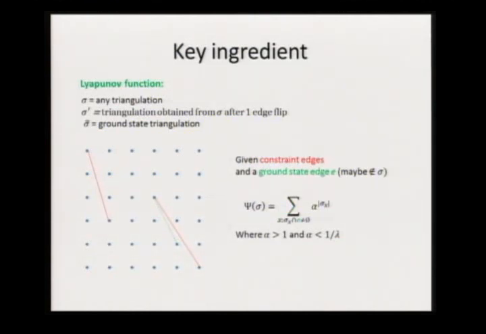So sigma is any triangulation. Let's call sigma prime the triangulation we obtain after one step of a Markov chain from sigma, and let sigma bar be the ground state triangulation. So the triangulation with minimal weight, but this is not necessarily the triangulation of the 1 by 1 square with unit diagonal, because I'm working on a case where I can add some constraint edges, like the red ones, like this and this one, that are constrained to be present in your triangulation.